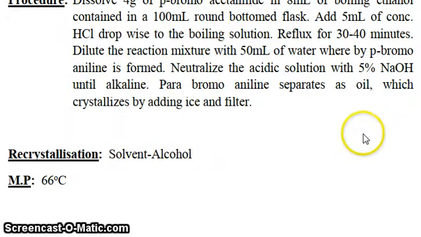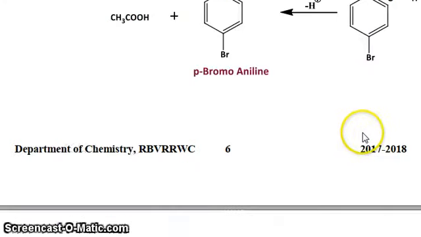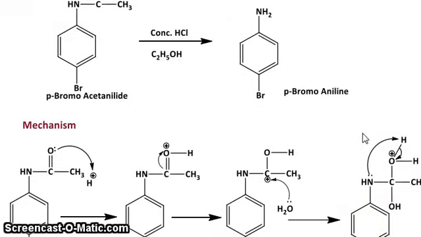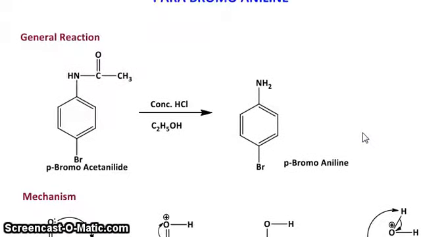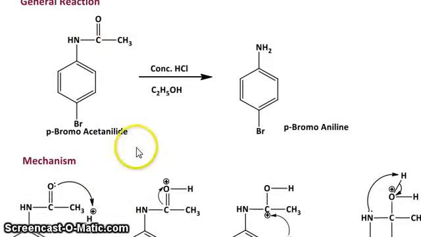So friends, what the mechanism is and what the reaction is, that is the important part. You see, parabromoacetanilide reacts with conc HCl and ethanol, C2H5OH. It gives parabromoaniline. This is deacylation; this is the acylation. Now, this is the place where hydrolysis is done.